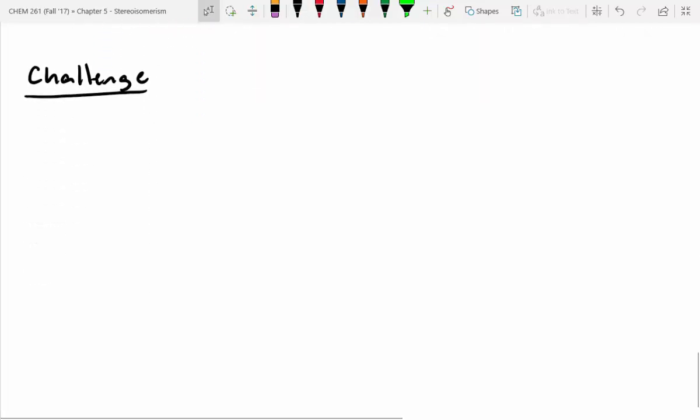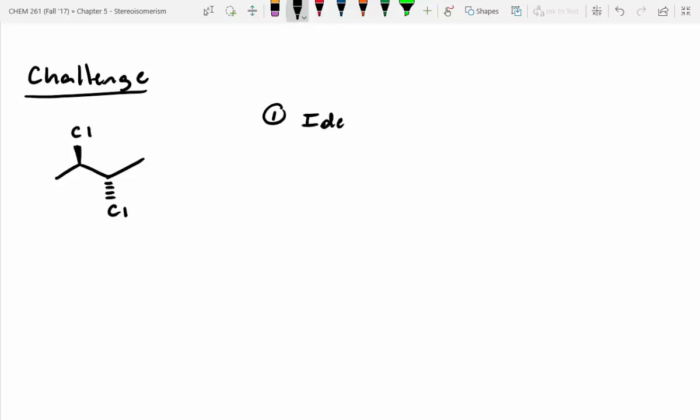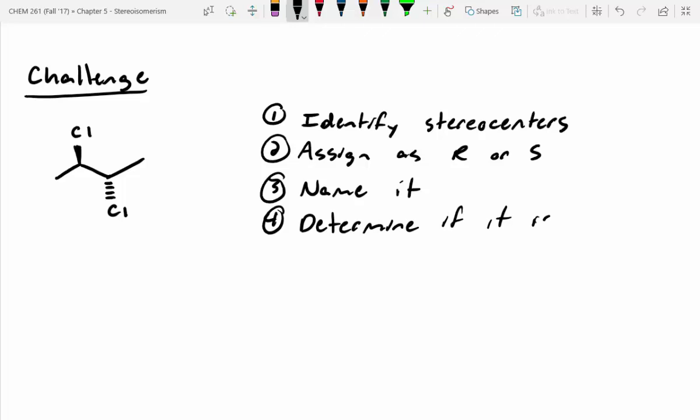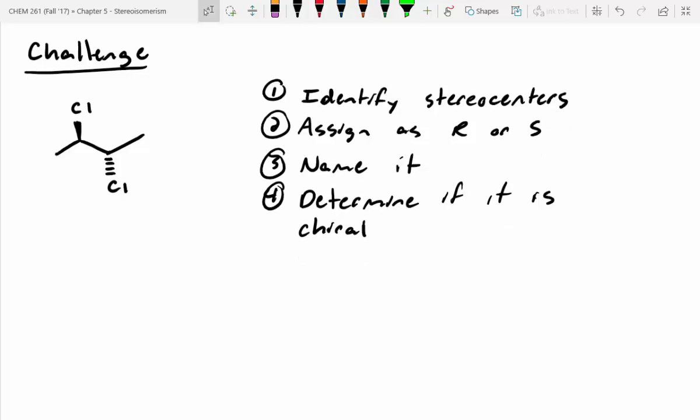This is a 2-part challenge question. So part 1 is identify stereocenters. Part 2 is assign R or S to any stereocenters that you find. Number 3 is name it. And number 4 is determine if it is chiral. So there's a lot of stuff going on here. Who thinks they've got it? A few people? Let's try to go through 1, 2, and 3 together. Number 4, I think, is a little tricky.